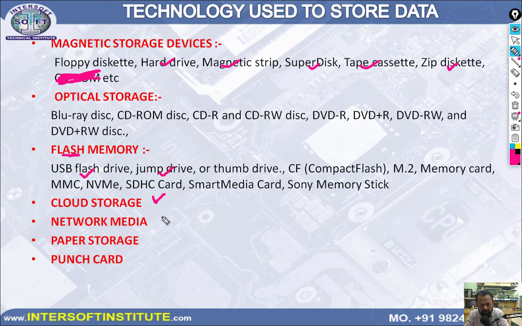Cloud storage is different: network storage. Paper storage includes punch cards, memory cards, visiting cards, credit cards, and these are paper storage. So we have these types of storage. Next.